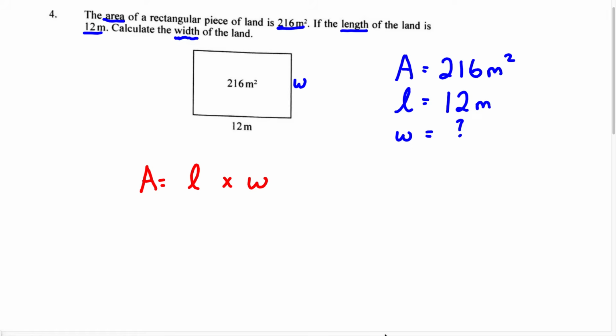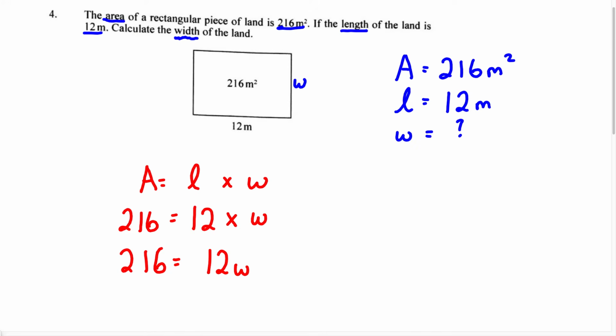Now with this information, we're just going to substitute this into our formula. For the area, we're just going to write 216 equals, for the length, we know it's going to be 12 meters. We're just going to write 12 multiplied by the width, which is W. Now when we start to simplify this, we can say 216 equals 12 times W is going to give us 12W.